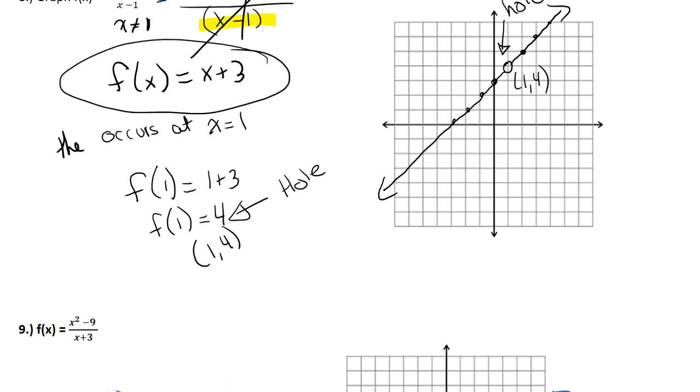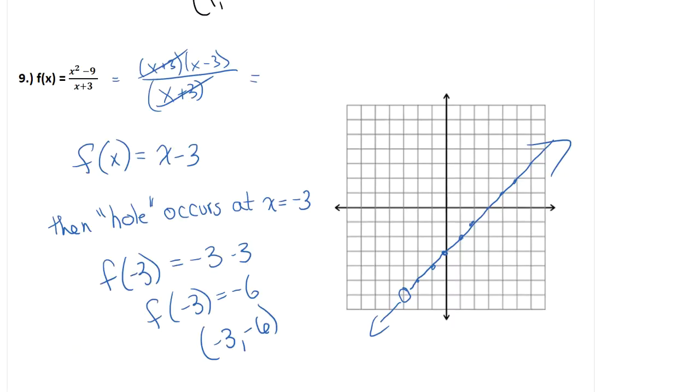I know in your packets it shows a word problem, but we're going to focus in on the graphs for this chapter and skip over those for now. I want you to pause the video, and I would like you to do number 9, where it says f of x equals x squared minus 9 over the quantity x plus 3. I'd like you to find the hole in the graph and then eventually graph it. When you're done, resume the video and see if yours matches mine. You can see the hole in the graph occurs at -3, -6. The function reduced to x minus 3, so the y-intercept was at -3 with a slope of 1.